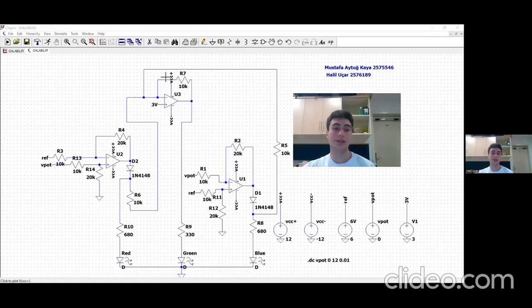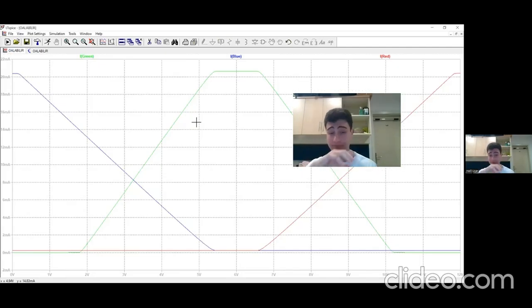To solve this, we created a window function, or triangular wave generator circuit, with op-amps and 1N4148 diodes. We configured the op-amps to act as slope generators. One part of the circuit ramps up the green current as we approach the midpoint, and the other part ramps it down, thanks to the diodes, which act as a soft switch.